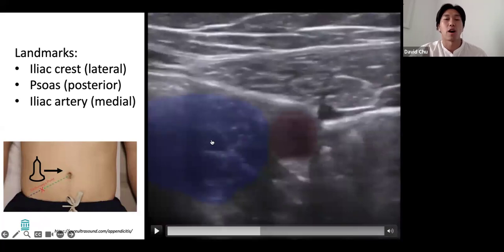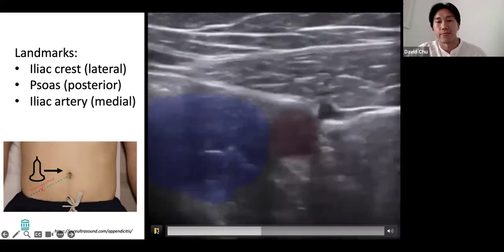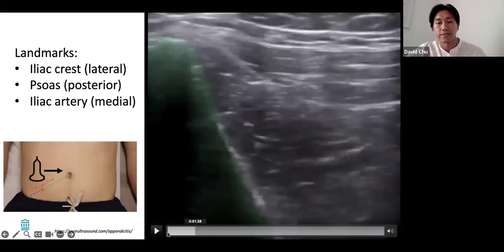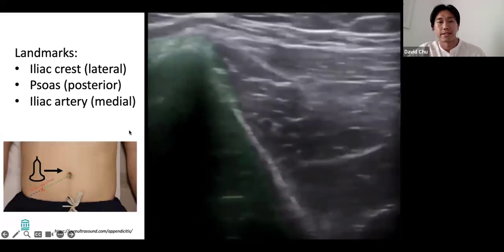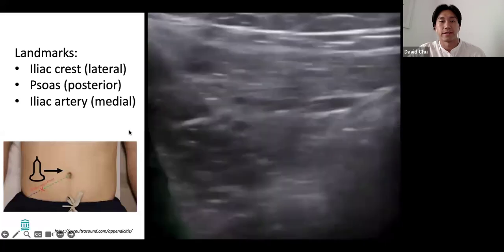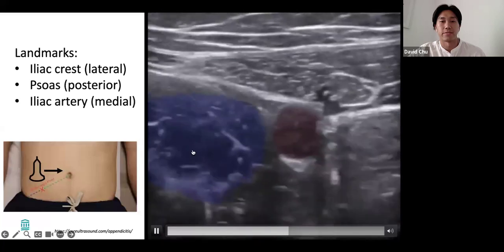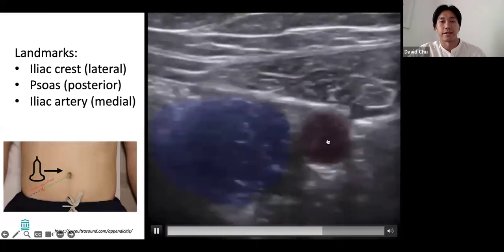This first prominent large muscle that you see as you go medial is the psoas muscle. It's going to be the most posterior structure. As you go even more medial, you start to see these vessels come up. Right here is the iliac artery in red coming up. So let's rewind the clip. We start lateral again. You'll see the iliac crest in green. Keep moving medial now, medial, boom. Now you see the psoas muscle popping up, and then you see the iliac artery.